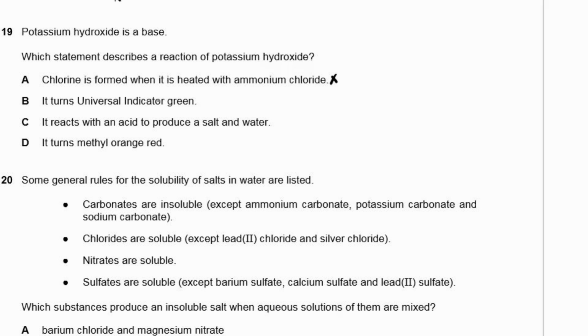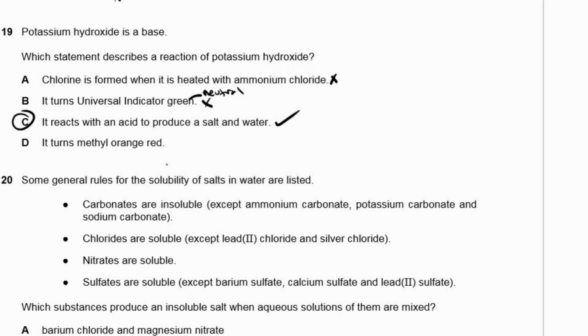It turns universal indicator green, so that would be a neutral. Green is neutral. So if you react a base with a base, you're not going to get neutral, so that doesn't make sense. It reacts with an acid to produce a salt and water. Well, potassium hydroxide is a base, and an acid plus a base produces salt and water. That's one of those reactions that you really need to know, so yes.